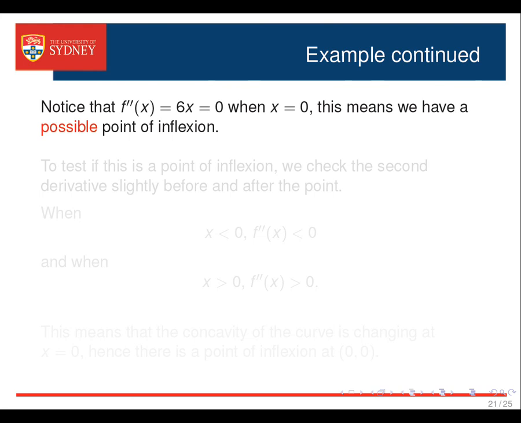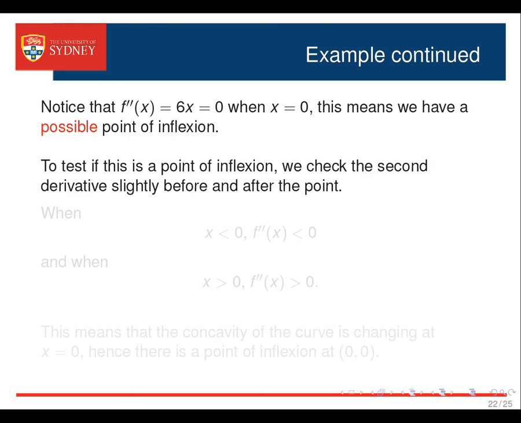If we let the second derivative equal 0, we get x equals 0. This means that we have a possible point of inflection at x equals 0. Remember, this is a possible point of inflection, which means it may not be a point of inflection.